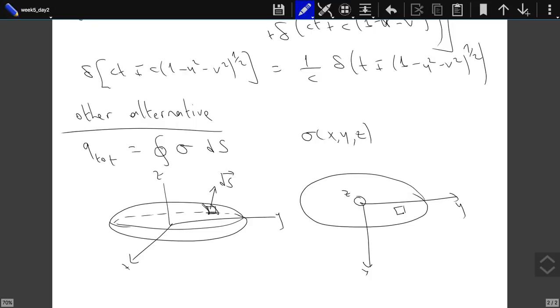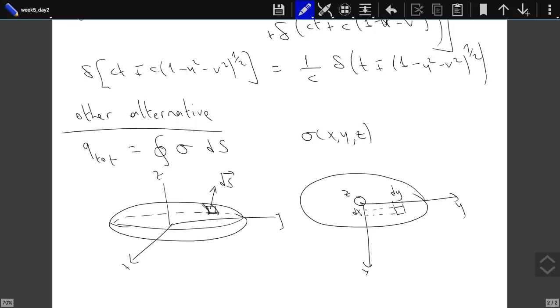And I want to choose this dS such that when I look at it from the top, I see a rectangle with sides dy and dx. So basically, this is my surface. On the xy plane, I choose a rectangle. When I lift the rectangle onto the surface, I will have some kind of an inclined surface. So the area of this patch is dx dy.